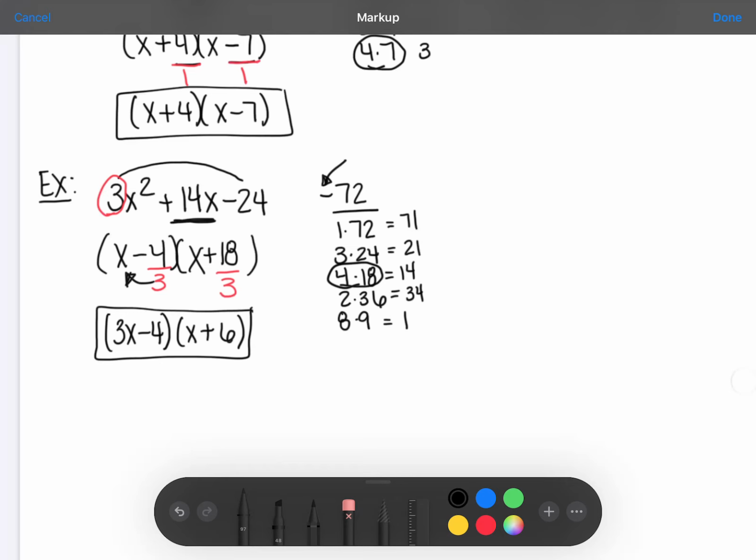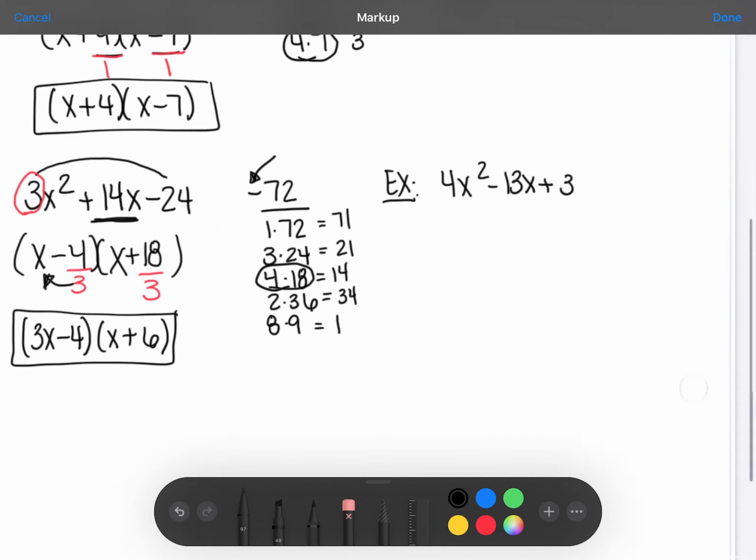Cool? Let's do another example. I can do these all day long if you would like me to. Let's try 4x squared minus 13x plus 3. So you can write it down, pause the video and give it a go and see if you get the same thing I'm about to get.